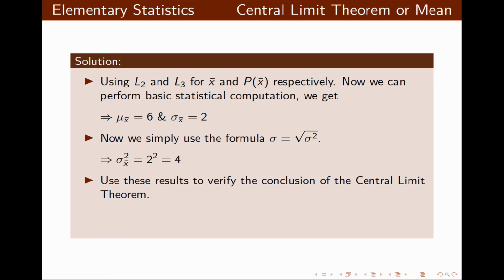Now, the conclusion of the central limit theorem says that the mean of the means is the same as the mean of the original, which is 6. The variance of the means is the variance of the original, which was 8, divided by our sample size n, in this case 2. So 8 divided by 2 is 4. So that verifies the conclusion of central limit theorem for means.